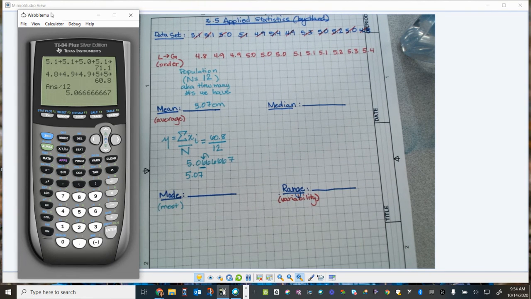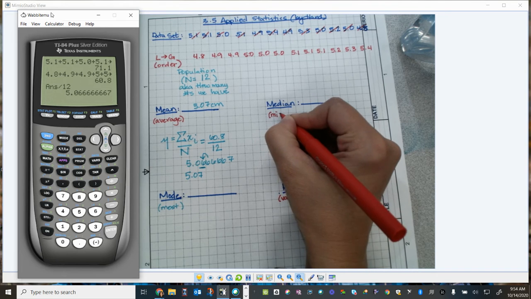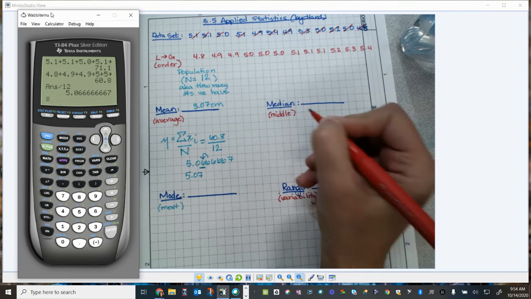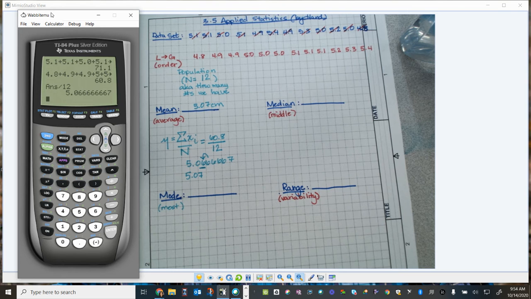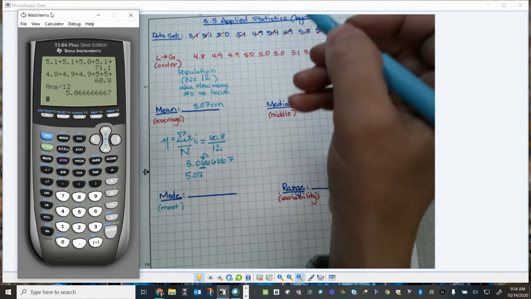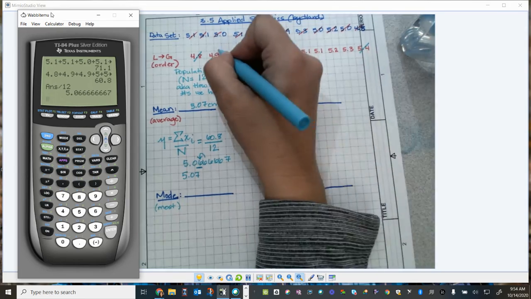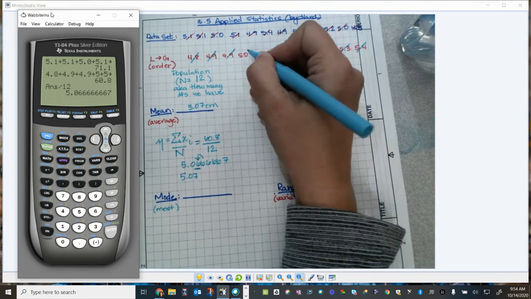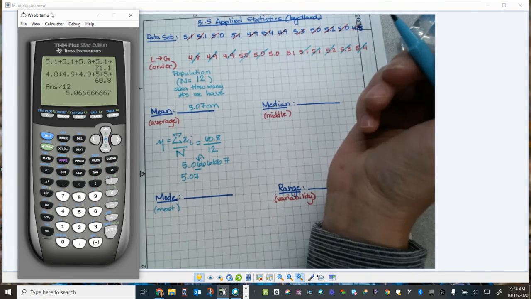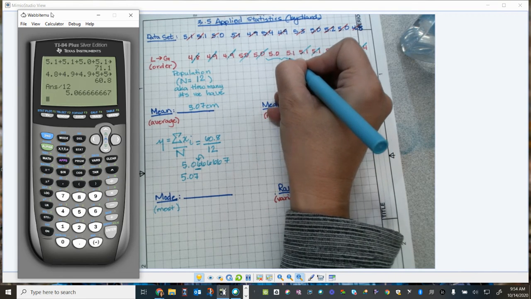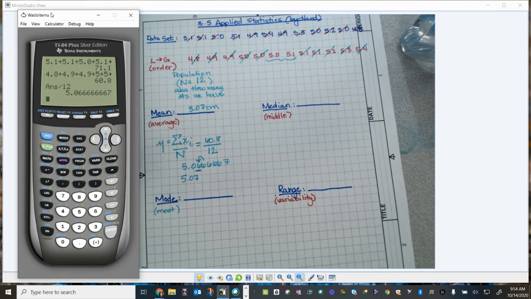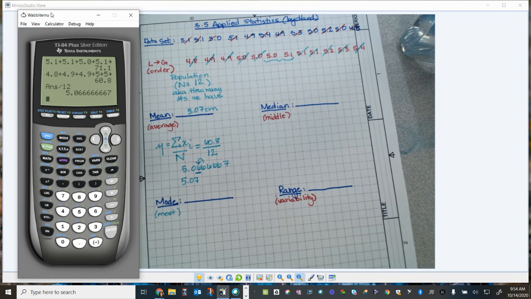Okay, median. Median is my middle number. This is why it's so important to arrange our numbers in order from least to greatest. For the middle number, we're just going to go ahead and cross them off from one end to the other as we go. And I find that I actually have two numbers fighting for that middle. When I have two numbers fighting for the middle, we're going to have to find the median by adding those together and dividing by 2. So we're finding the middle of these two medians.